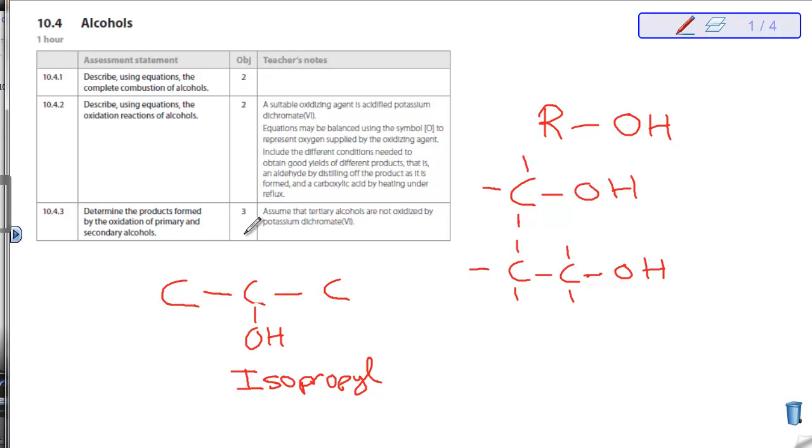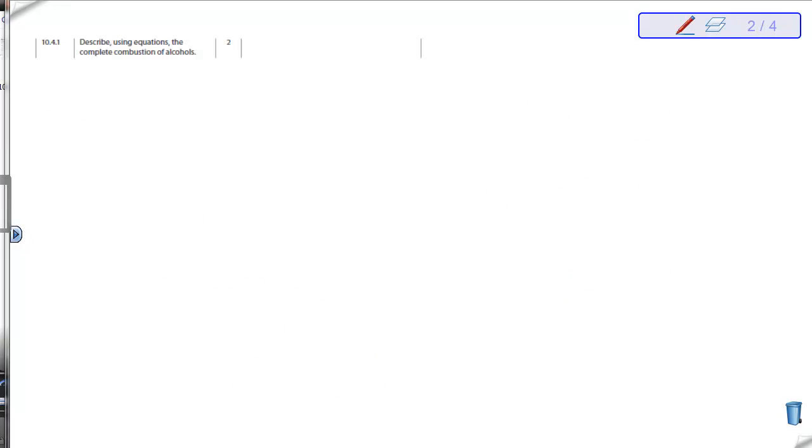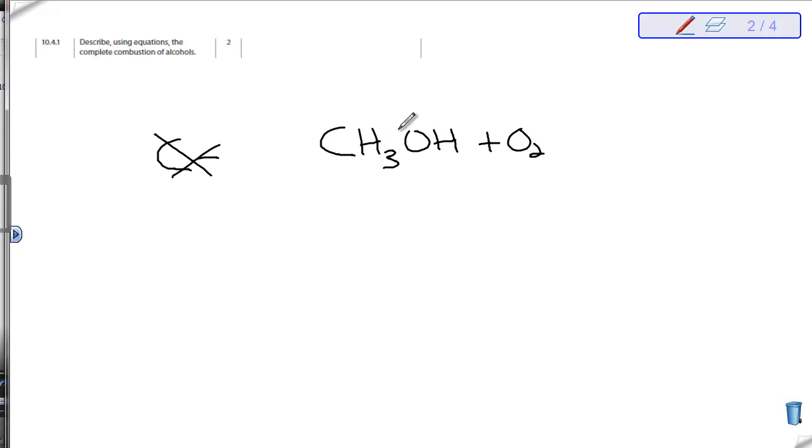Okay, so you can see the curriculum points up above here that we're going to be covering. So let's dive right in by talking about the first, which is describing, using equations, the complete combustion of alcohols. I'll use methanol as my example, and as a hydrocarbon, which chiefly contains carbons and hydrogens, its combustion produces carbon dioxide and water.